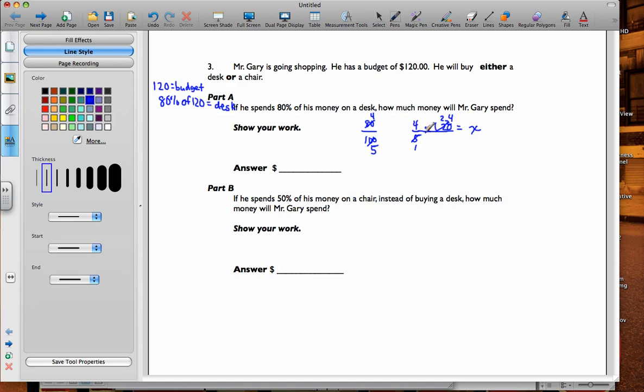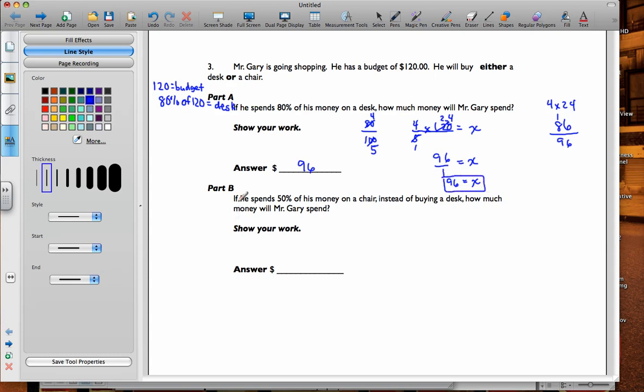Alright, now all I have to do is do 4 times 24. Alright, 4 times 24, let's see, 4 times 2 is 8, 4 times 4 is 16, add that up, you get 96. So 96 all over 1 equals X, and 96 divided by 1 is 96. So the answer is $96. That's how much money he'll spend on the desk.